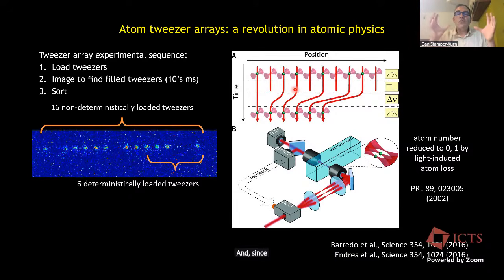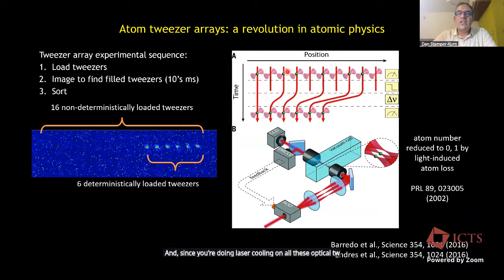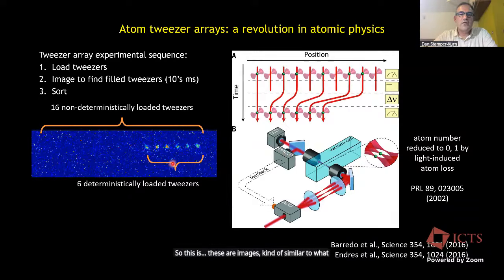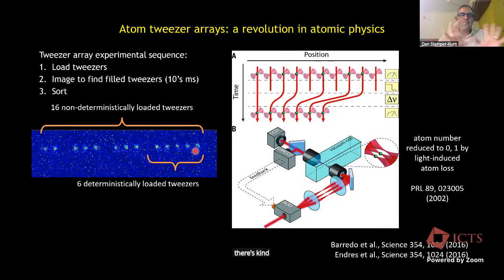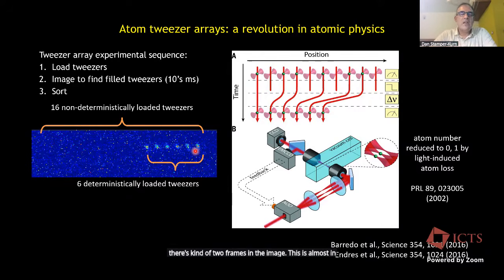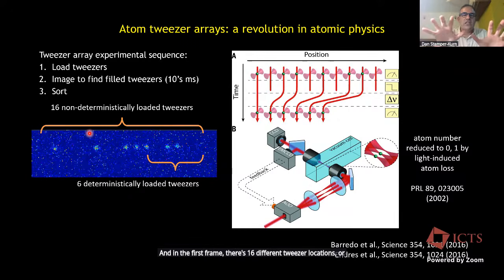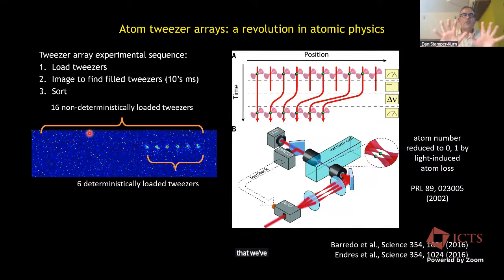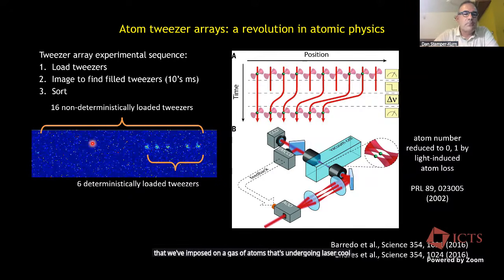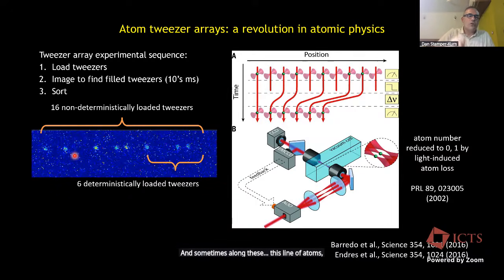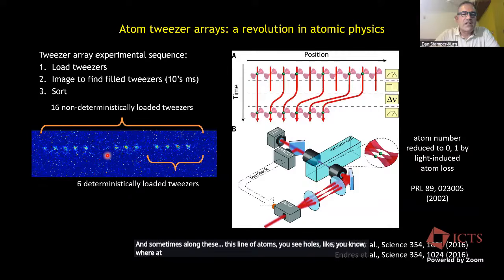And since you're doing laser cooling on all these optical tweezers, you can collect the light that is emitted by these optical tweezers onto a camera. These are images similar to what I showed you on the first slide, where there are two frames in the image. This is almost in real time. In the first frame, there are 16 different tweezer locations, the 16 different optical tweezers that we've imposed on a gas of atoms that's undergoing laser cooling. And you see in this line of 16 that sometimes you see a dot. And sometimes along this line of atoms, you see holes, where atoms are missing.